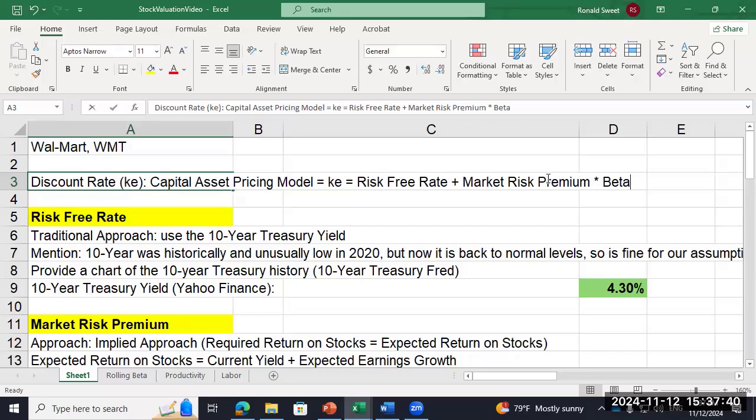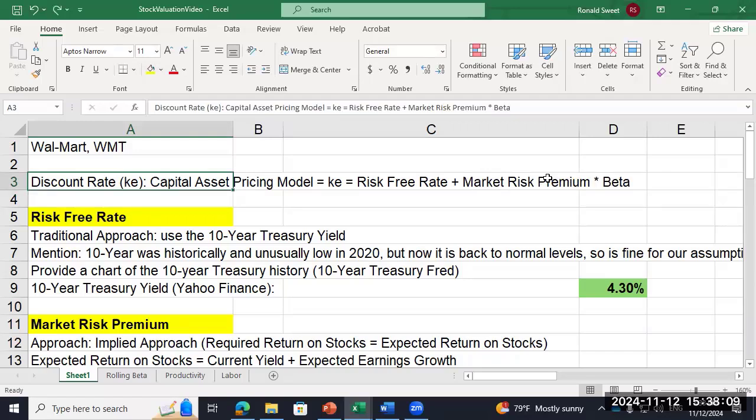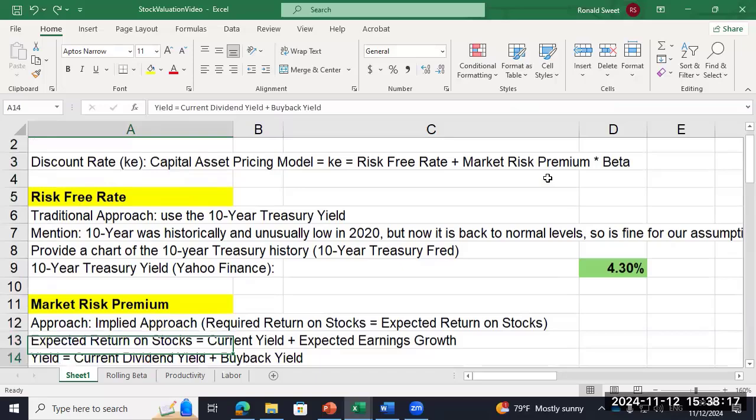Now, some of your classes might have done it like this. Have y'all seen that before? The required return on stocks minus the risk-free rate. That's how academia does it. You'll never see that again after you graduate. So I would learn it like this. That's the way we do it. We don't talk about the required return on stocks minus the risk-free rate. We just say the market risk premium. All right, which approach are we going to use to get that?